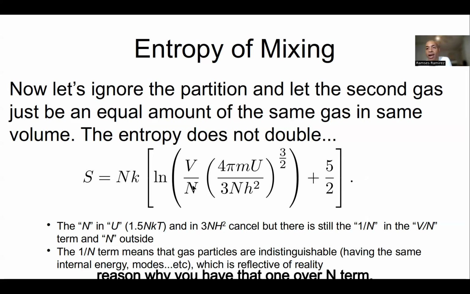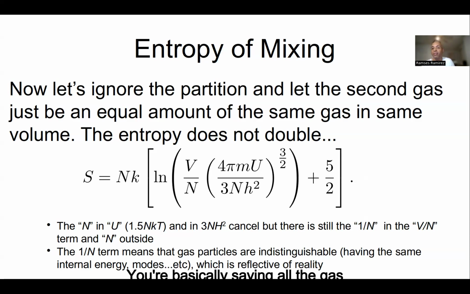And the reason why you have that 1 over N term, as discussed in your text previously, is that it's basically assuming that the gas particles are all in the same microstate, so the same internal energy, temperature, modes, and all these other characteristics are going to be the same for all these gas particles. So you have N gas particles within a gas, but if you divide by that same number N, then you normalize all that.